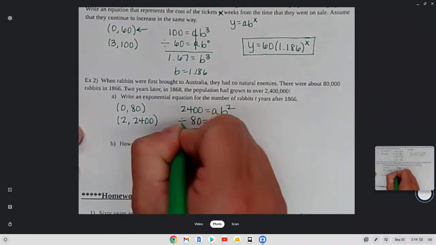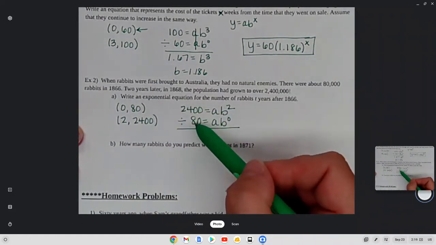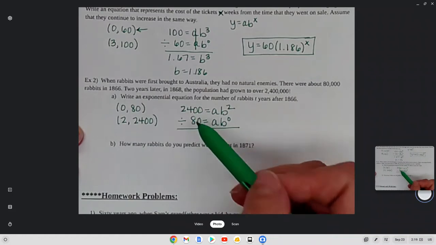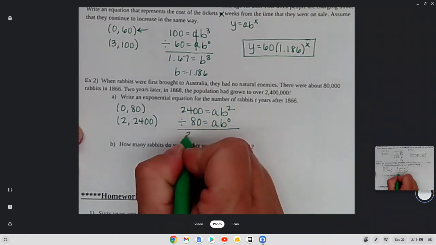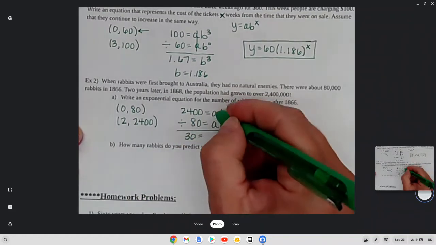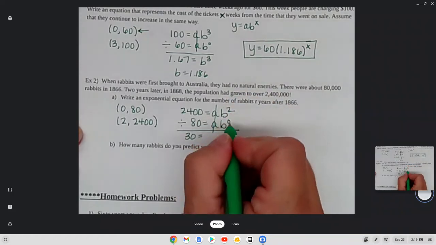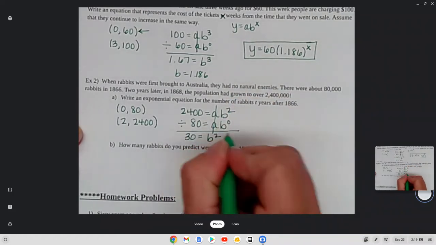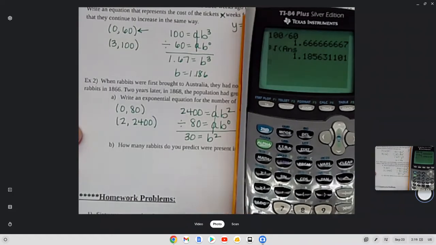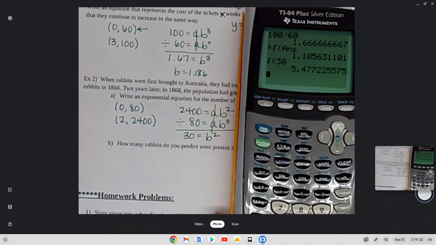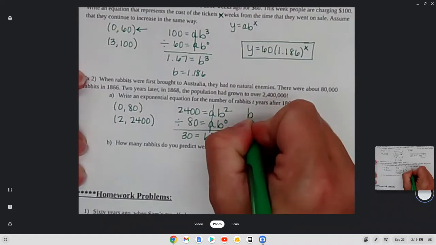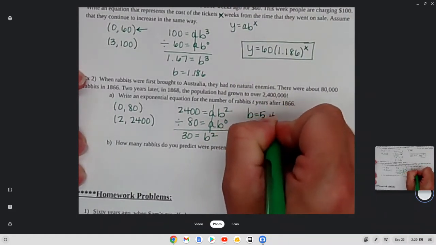Okay. Well, the nice thing is that these divide really nicely. 2,400 divided by 80 is 30. This becomes a 1. 2 minus 0 is 2. So now I'm going to take the square root of 30. That's about 5.48. So B is 5.48.